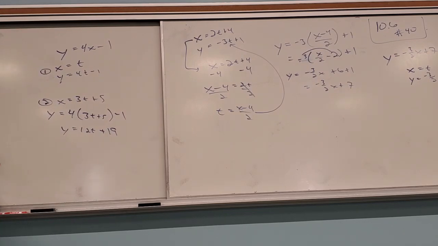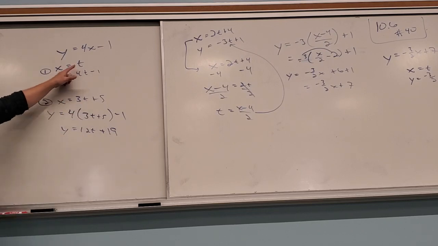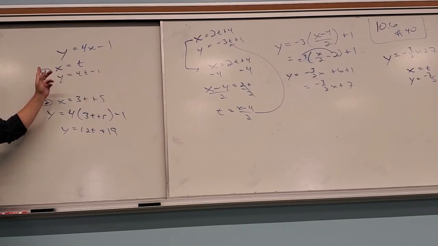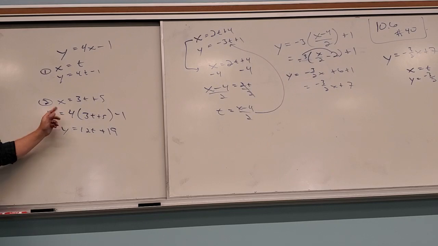So there's an infinite number of ways to parameterize something that somebody gives me. My choice of how to do that affects where things are at certain times. So when t is 0, what's x? Up here in the first one, when t is 0, what's x? 0. When t is 0 here, what's x? 5.